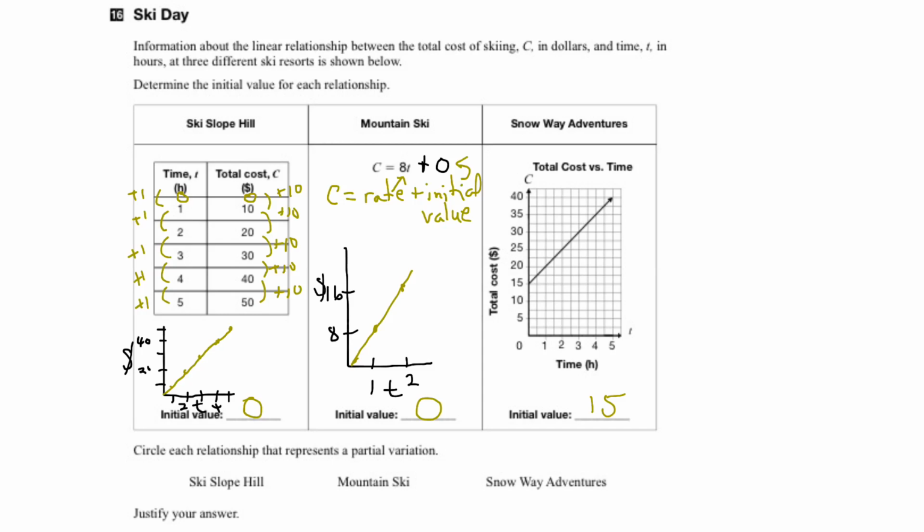Next we have to determine which of these represents partial variation. Well, partial variation occurs when the line does not go through the origin, or does not go through the point 0, 0, or does not have an initial value of 0. Okay, if we look at our first option, the line goes through 0, 0, has an initial value of 0, therefore it's not partial variation. This is actually direct variation. Same for option 2. Goes through the point 0, 0, initial value of 0, it's direct variation. Whereas our third option here does not go through the origin. It starts with initial value of 15. Therefore, it represents partial variation. And there you go.